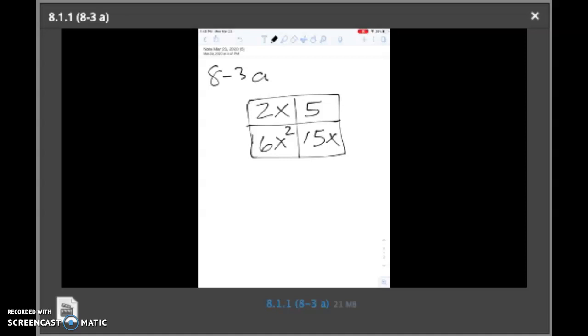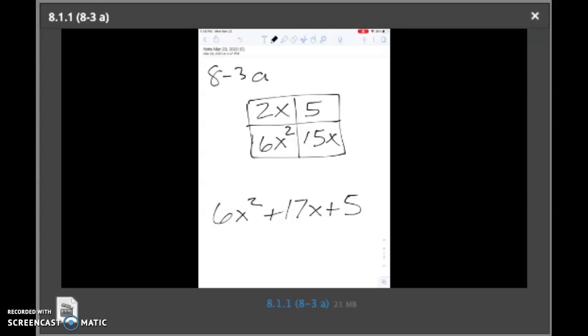Okay, we're given that. The area as a sum is just the inside of our rectangle. It's how many of each type of tile do we have. So I have 6x squared tiles, and then when I add together my x tiles, the 2 x's and the 15 x's, I get a total of 17 x's, and then I have 5 ones. So that is my area as a sum, and now I need to find the area as a product, okay? So that's figuring out what the dimensions of this rectangle are.